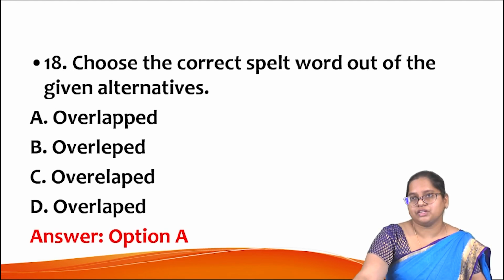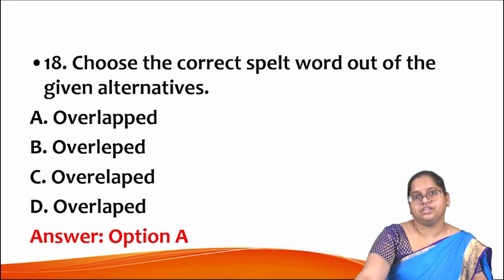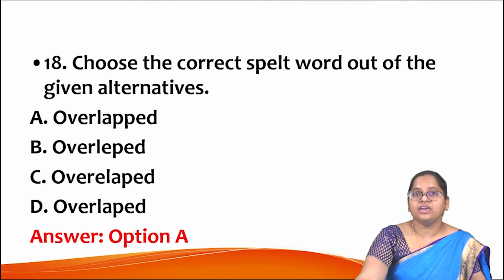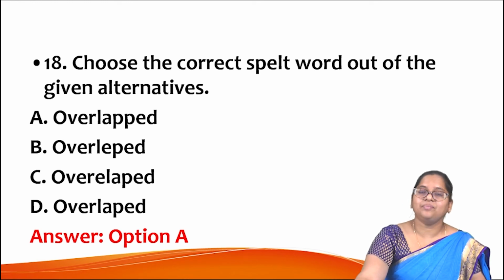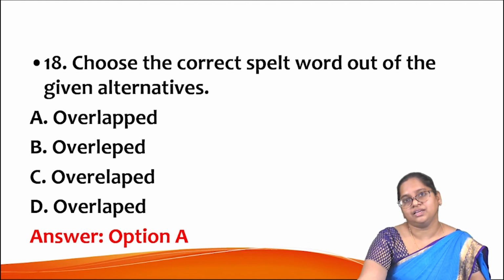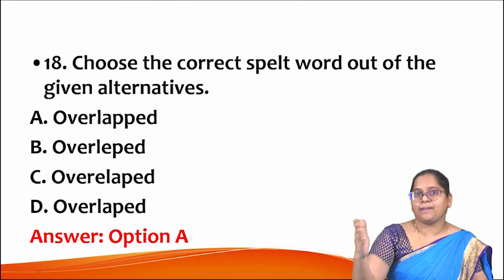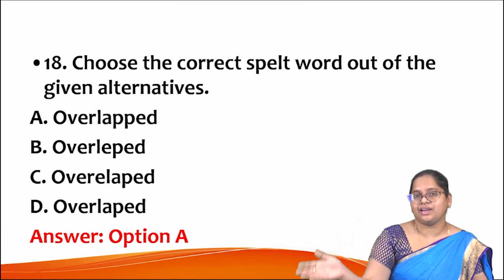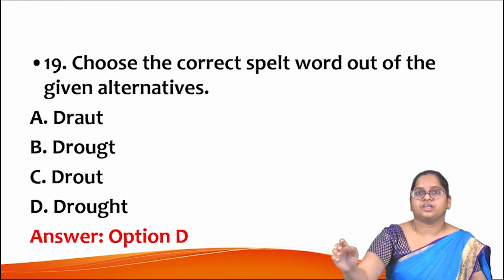18th. Choose the correct spelled word out of the given alternatives. Next, overlapped. B, overlapped. No, it's wrong. Overlapped, one single P is used. D, overlapped. Generally you say overlapped, double P, lapped. So option A is the right answer.